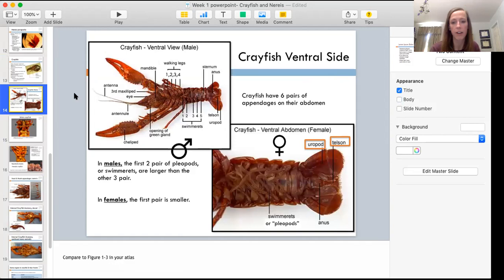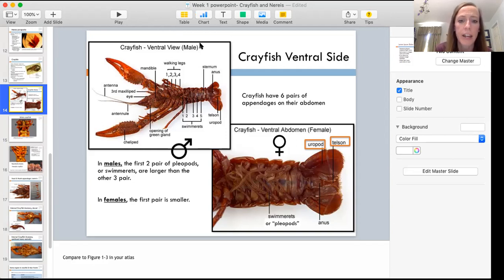That was the dorsal side, right? So now we're going to flip it over, basically, and look at the ventral side, or the underside of our crayfish. So when we first look at the crayfish, the first thing that you want to look at on the ventral side is you want to identify if you have a male or a female. There's a difference in the appendages that will help you tell the difference right away. Then there's also some differences in the reproductive anatomy that you'll be able to observe as well.